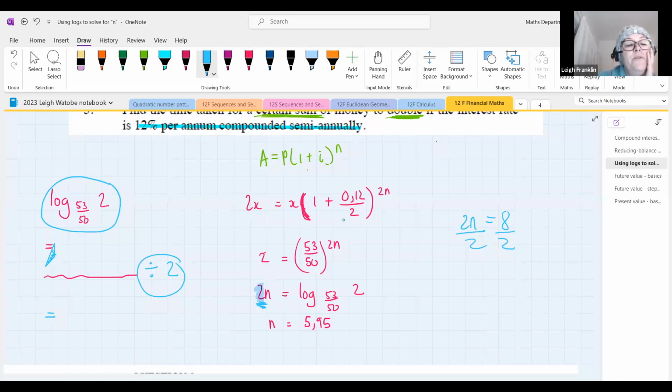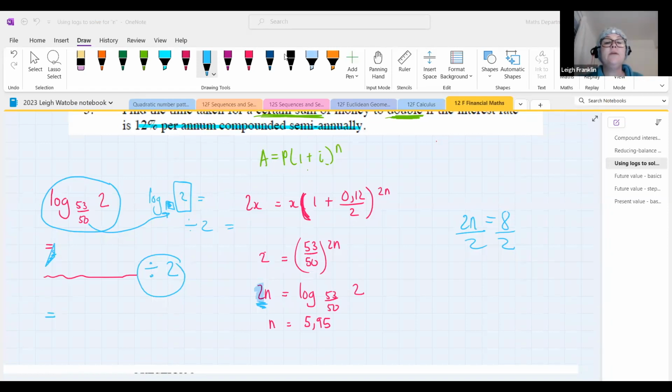So go log 53 over 50. Your 2 is your number. So that goes in on your log button. The bit that's colored in, that's where the 53 over 50 goes in. The 2 goes in over here. Press equals. Then you're going to take that answer, leave it on the calculator, divide it by 2, and press equals again.